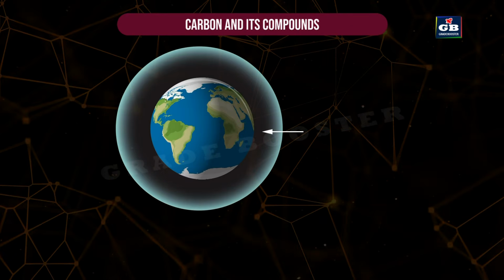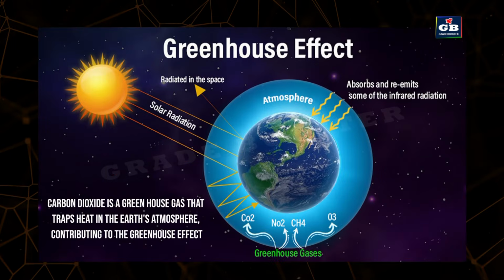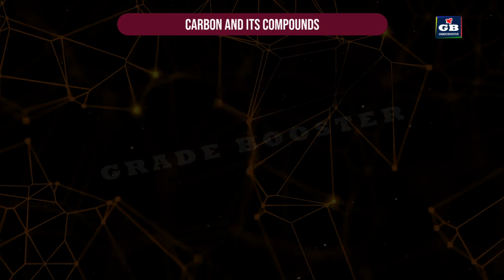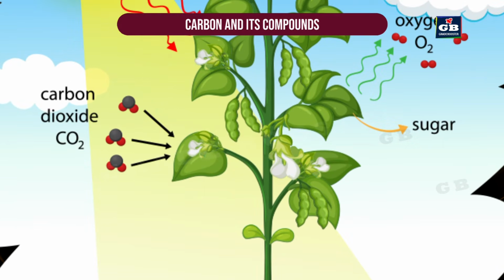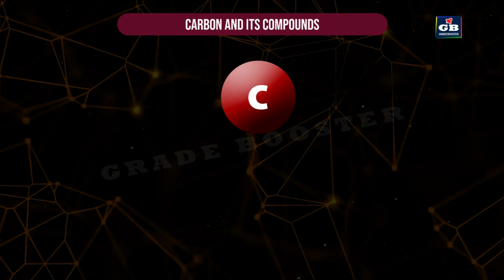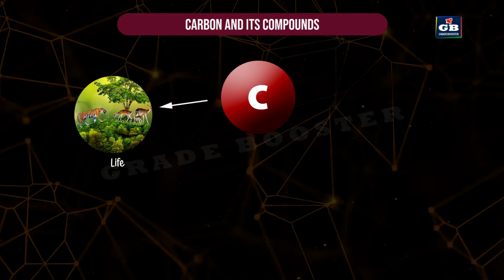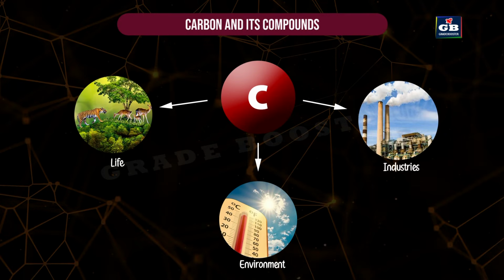The atmosphere has 0.03% of carbon dioxide, which helps to regulate the Earth's temperature through the greenhouse effect. Carbon dioxide is also necessary for photosynthesis. We know that it is a process where plants make their own food, supporting life on Earth. Even though carbon is present in small amounts, it has a huge impact on life, the environment, and various industries.